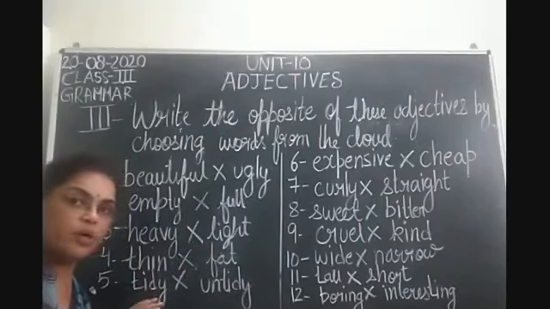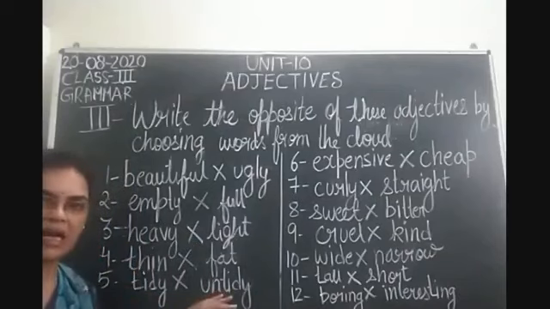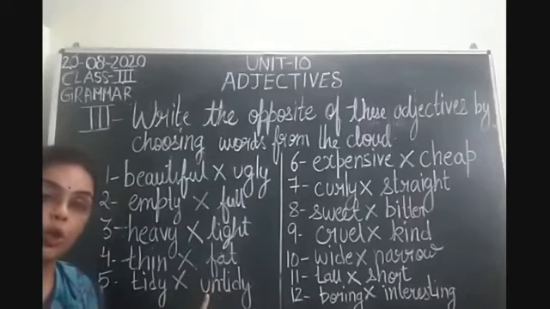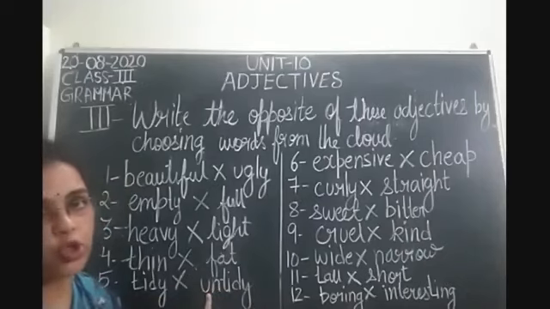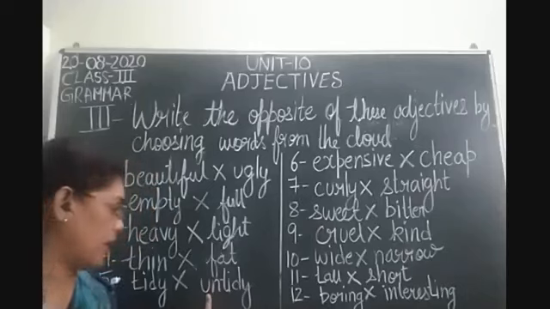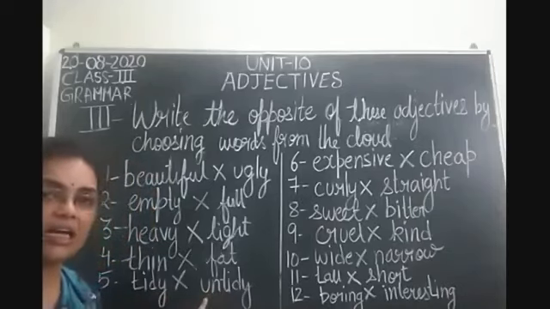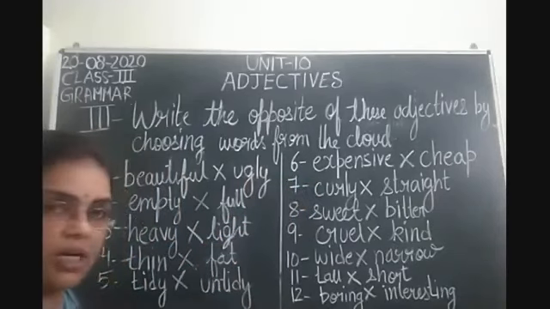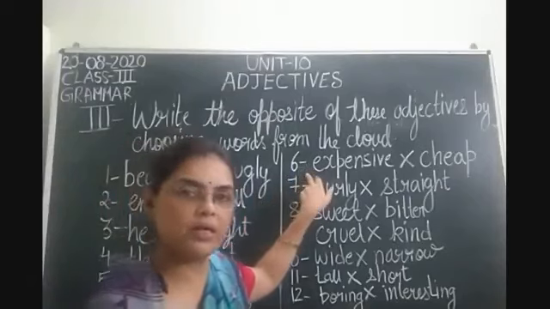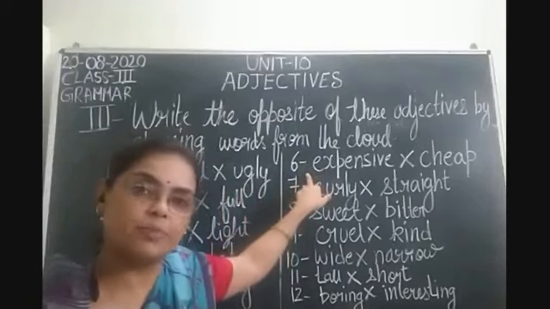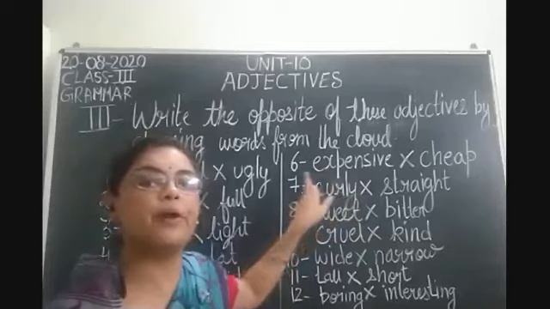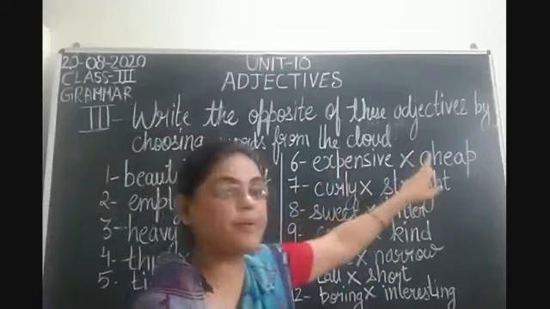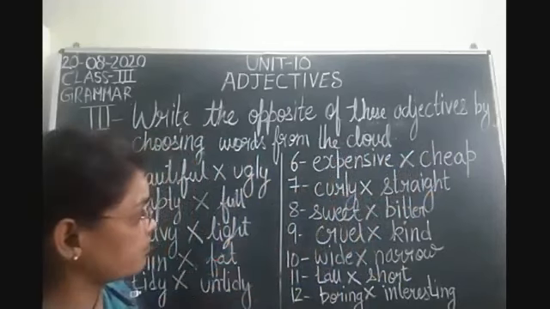Then the fifth word is tidy, tidy, untidy, untidy, tidy. And remember, UN क्या है बेटा? UN prefix है जो word के पहले जुड़ता है और opposite बना देता है. So tidy, untidy, untidy, tidy. The sixth word is, I did not have space over here, so I've written it over here. The sixth word is expensive, cheap, cheap, expensive. Expensive मतलब महंगा.